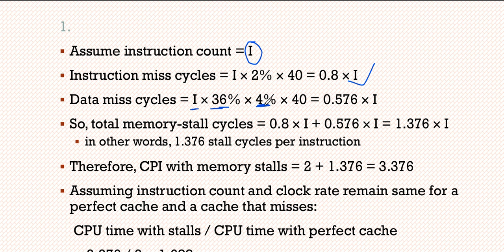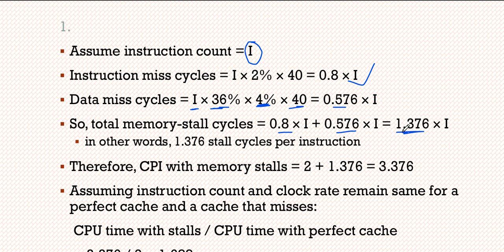Now, when you encounter misses, the penalty is 40. So you realize that this one is not very different from the previous one, apart from the difference in the miss rates, and the fact that the previous one uses 100% of the number of instructions while this one is only 36%. 100% is so we don't write it here. Now you get 0.576I. So the total memory stalls for instructions as well as data is what you add here: 0.8I plus 0.576I. That'll give you 1.376I.